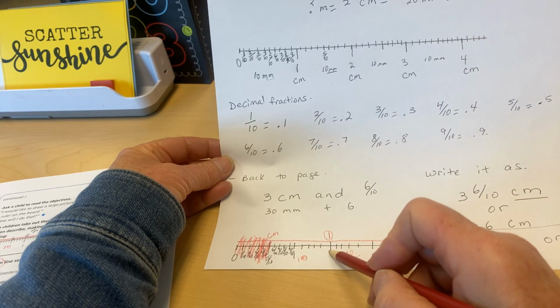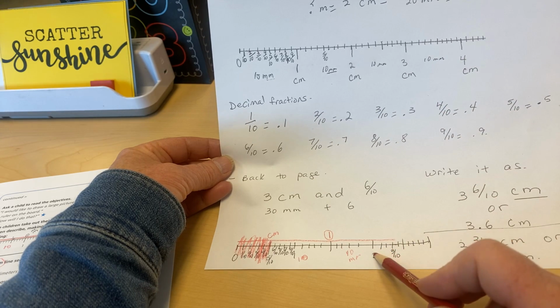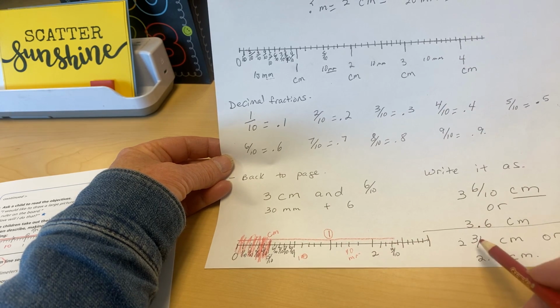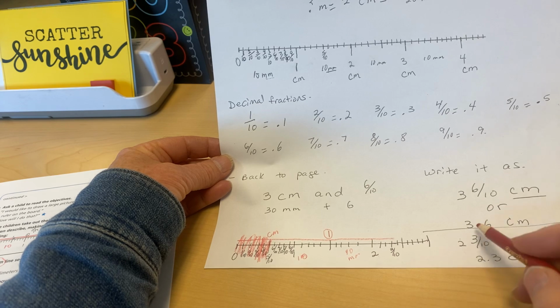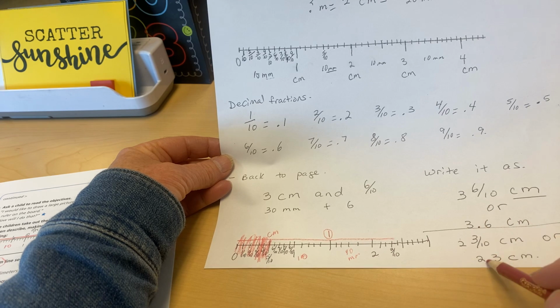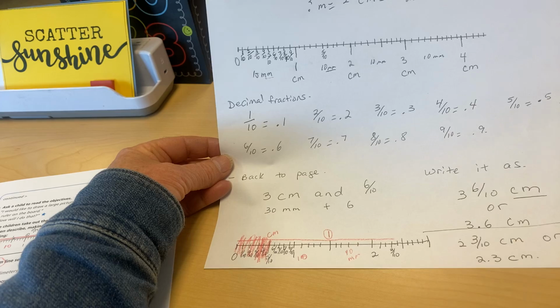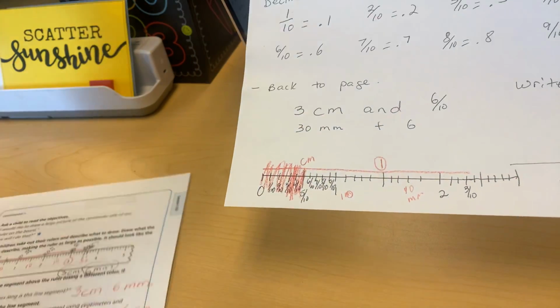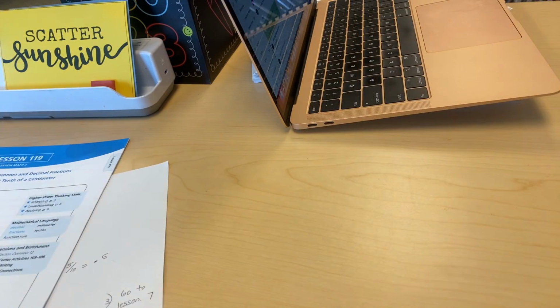Okay, so there's 1, 2 centimeters and 3/10. So this is how you would write it. You would write 2 and 3/10 centimeters or 2.3 centimeters. That's how you write it. And we'll do more of this in our lesson or homework page.